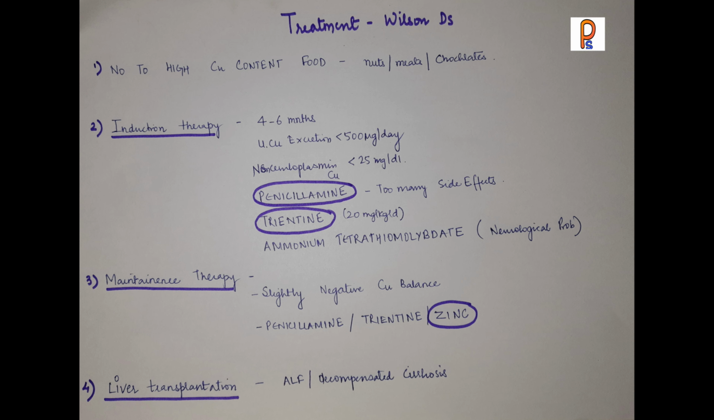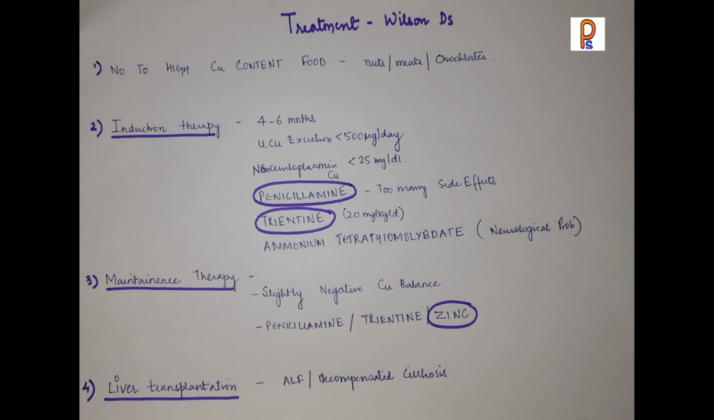Now, how to treat a child who is coming with Wilson's disease? Every problem is due to the copper because copper is accumulating in liver, brain, cornea. So it is affecting the normal function of the liver. It is affecting the normal function of the brain. So the first thing we need to do is curb the foods which contain high copper, like nuts, meats, chocolates. We need to avoid that.